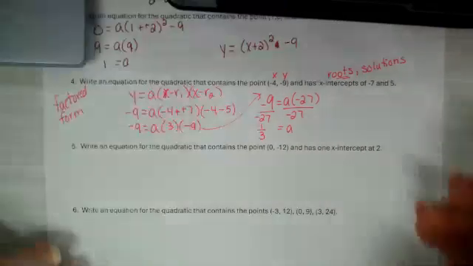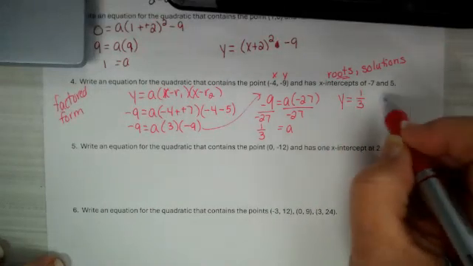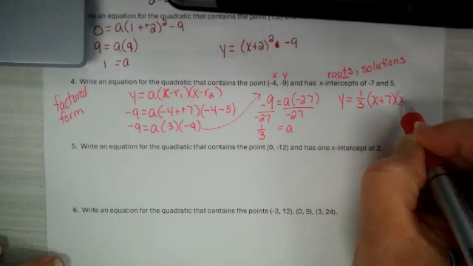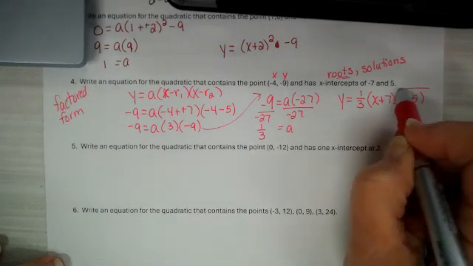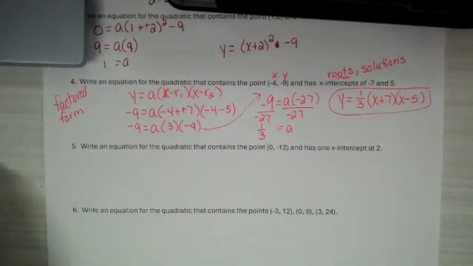So now all I have to do is go back to my original and put 1/3 in for a, and then my roots: (x plus 7)(x minus 5). And that is my equation in factored form.